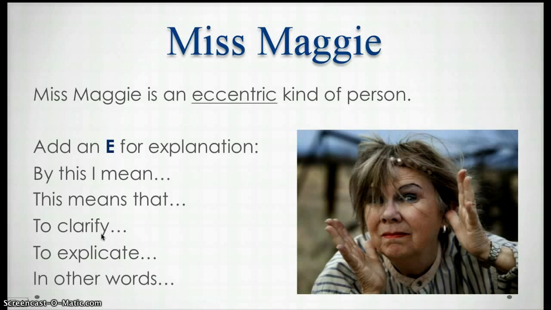Let's talk about Miss Maggie. Miss Maggie is an eccentric kind of person. So if we use the first E for explanation, some of your story starters can be, by this I mean, this means that, to clarify, to explicate. In other words, here's what I came up with. Miss Maggie is an eccentric kind of person. By this I mean, she is extraordinarily odd.